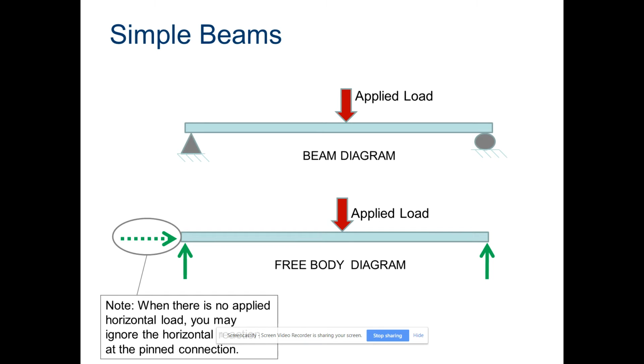Okay, so here's a simple beam where we have an applied load a certain distance away, and you see that we have a pin connection on the left and a roller connection on the right. So what that tells us right away is that at the pin connection, we're going to have both a horizontal and vertical reaction. However, when we see that there is no horizontal load, then we're going to ignore that horizontal reaction force, which would be Fx.